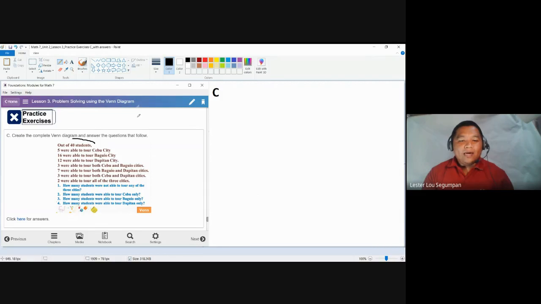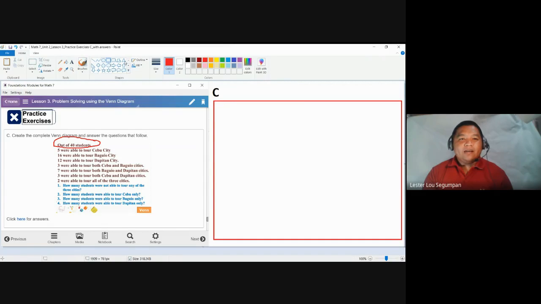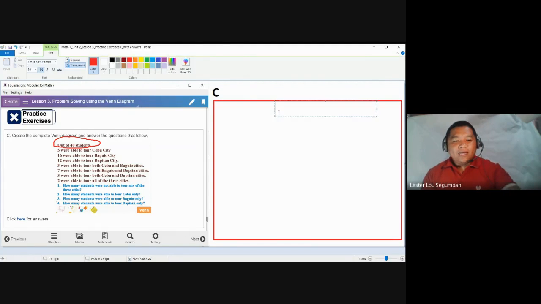Again, we have 40 students here. These 40 students represent the universal set. In short, we need to come up with a universal set. In our Venn diagram, it's just as easy as placing a rectangular figure and labeling it with universal set. So this is a universal set.